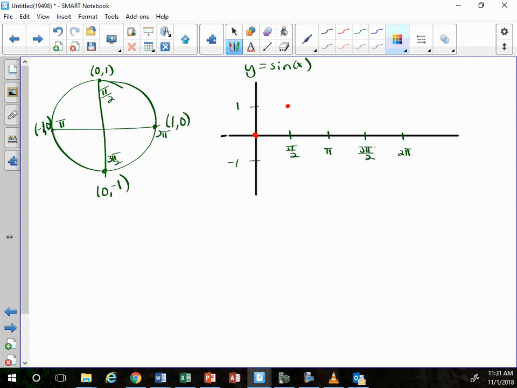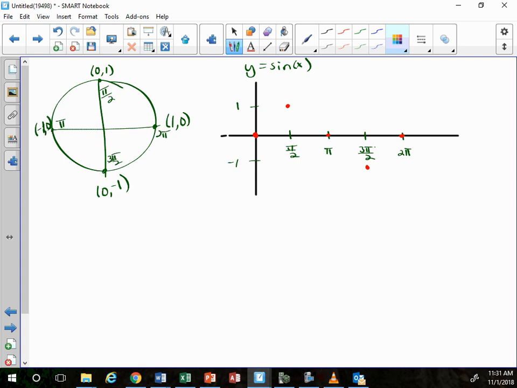When I go to pi, sine. Okay. What about at 3 pi over 2? Up and down and curvy, yes. And at 2 pi, that's going to be 0, right?